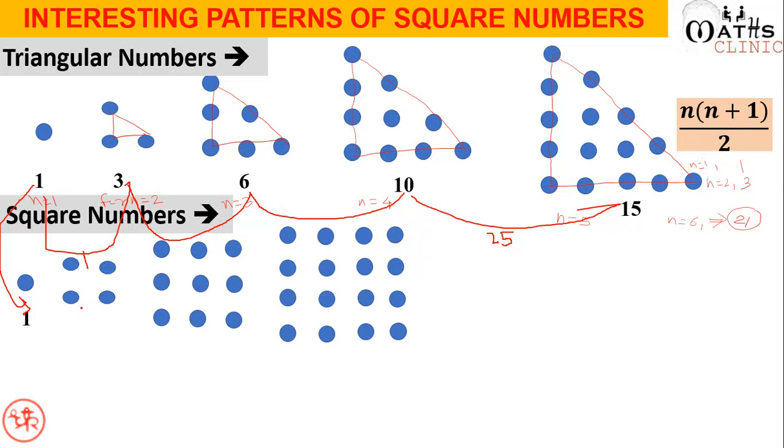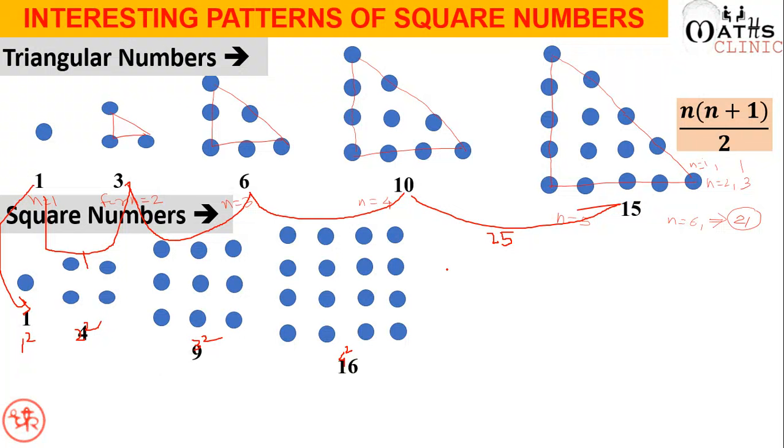So now let us see here 1. Okay, so it is 1 square. These are 1 plus 3, which is 2 square. 3 plus 6 is 9 dots, so 3 square. Then 6 plus 10, 16, that is 4 square. Likewise, we will get the squares. So 1, 4, 9, 16. Is that clear?